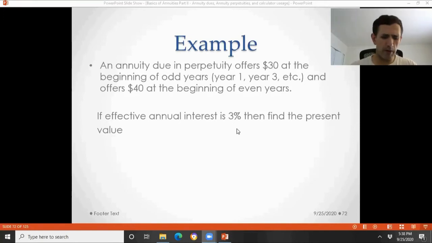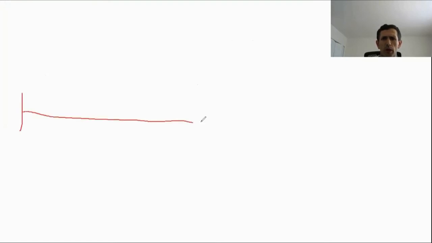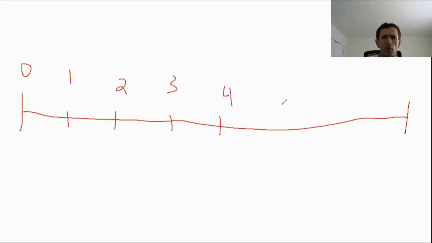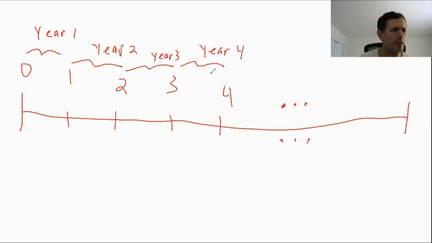So I would definitely draw a time diagram. It makes this problem really that much easier. So let's get to it. Okay. Right, so here's my time diagram. So 0, 1, 2, 3, 4. And I don't really need to write any more than 4 years. So here's year 1, here's year 2, etc., year 3, year 4.